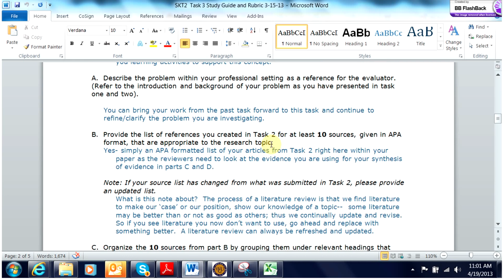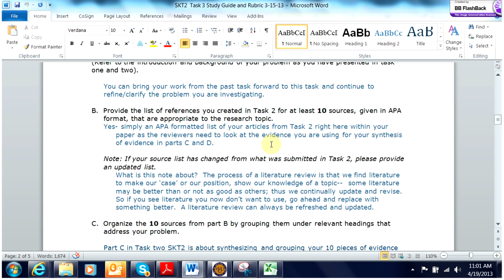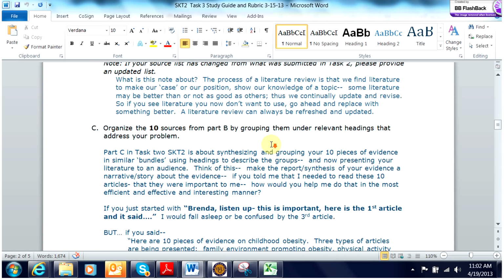Then part B, they do want to see your 10 sources that you're going to use. You can put them right here, or you can also put them at the end of the paper. It has a reference page, but your references may have additional things besides these 10 sources. So make sure that the reviewers know what you're listing is your evidence that you're using.